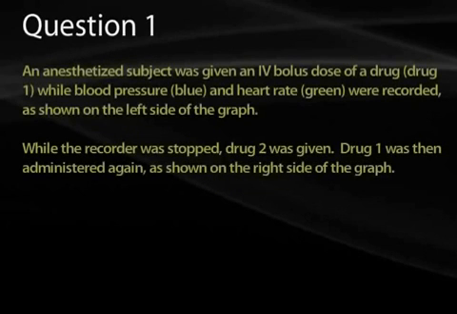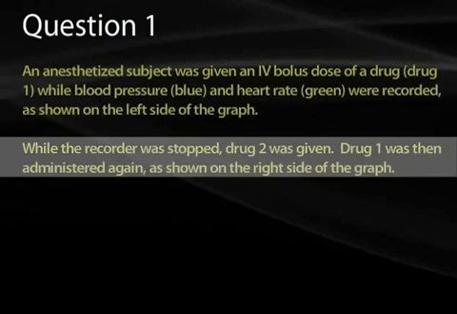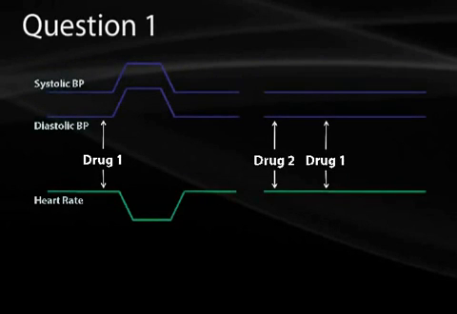For question number 1, we will analyze blood pressure and heart rate after certain medications are given to patients. An anesthetized subject is given an IV bolus dose of a drug called drug 1, while blood pressure and heart rate are recorded on the left side of the graph. And then the patient was given drug 1 again, but before that he was pre-treated with drug 2, as shown on the right side of the graph. It's up to you to determine what drug 1 and drug 2 are.